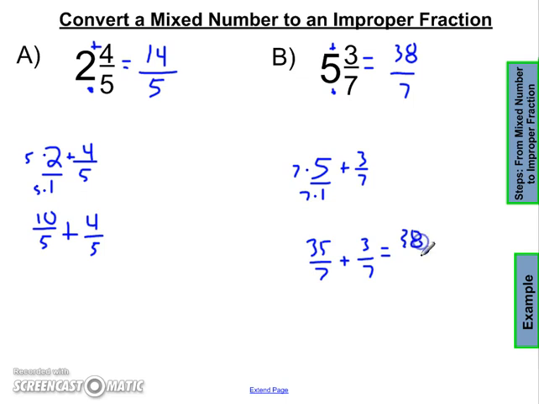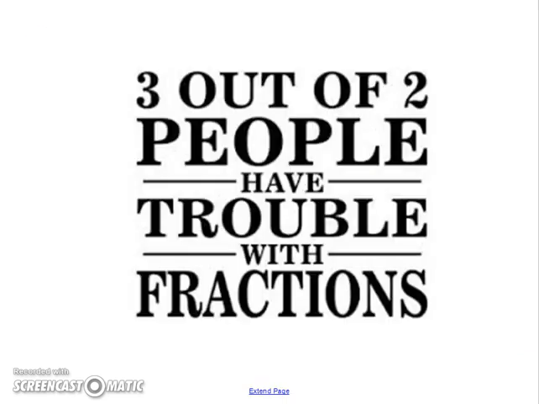My denominator is 7. And you'll notice, the steps that I'm giving you are the shortcut version for doing all of this addition and common denominator work and so on. So if we can memorize the shortcut version, it makes your life a whole lot simpler. That being said, 3 out of 2 people have trouble with fractions. Think about that for a little bit.